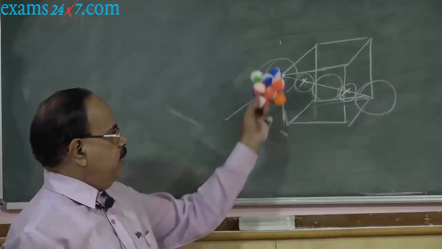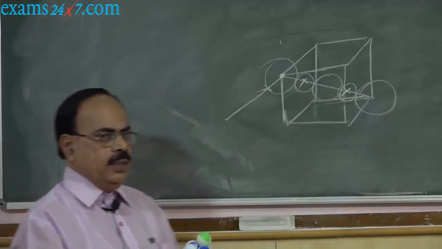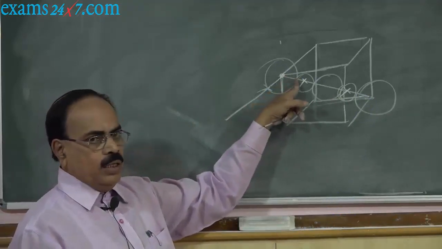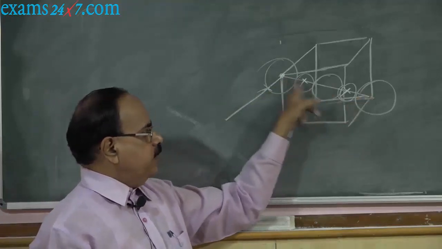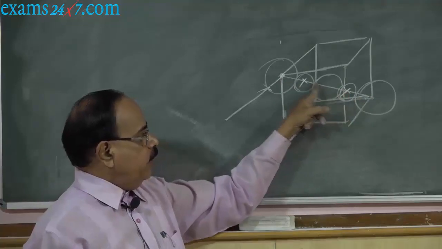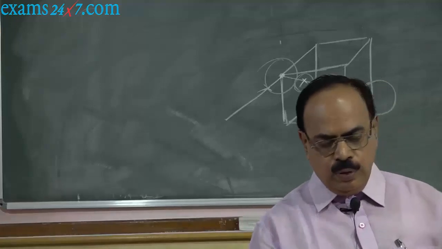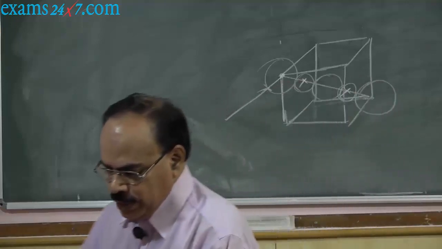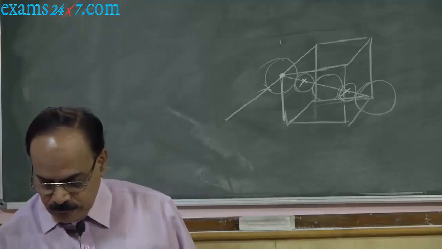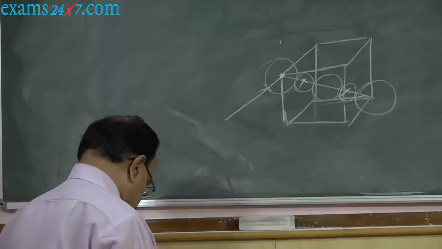So what we can understand, the total length of the body diagonal is the summation of what? It is equal to 2 radius of the corner particle, diameter of the tetrahedron void, diameter of the tetrahedron void, plus the diameter of the octahedron void. This should be understood. So along the body diagonal, 2 tetrahedron voids, 1 octahedron void, and 2 corner particles are going to be there. This information is required so as to solve some other problems.